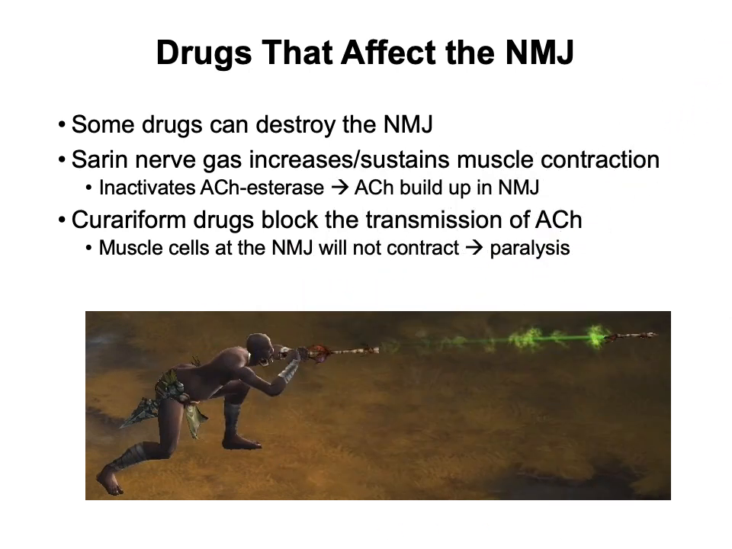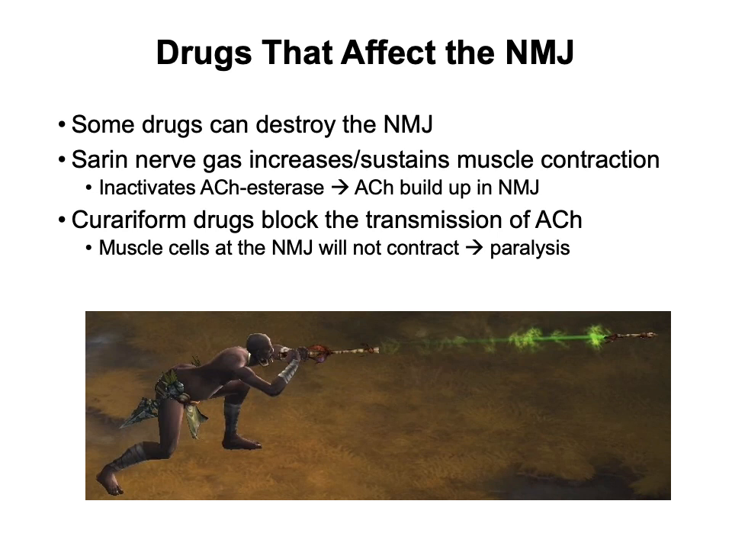The neuromuscular junction, and we did talk about those with neurotransmitters. Some drugs actually will destroy them, such as sarin gas, which will sustain a muscle contraction because it inactivates the cholinesterase, and that allows acetylcholine to build up in the neuromuscular junction, holding those ligand-gated ion channels open, allowing sodium to continue to flood in. It doesn't affect the sodium-potassium pump, so that pump is going to continuously pump sodium out, so sodium will want to continuously flood in, maintaining constant depolarization.